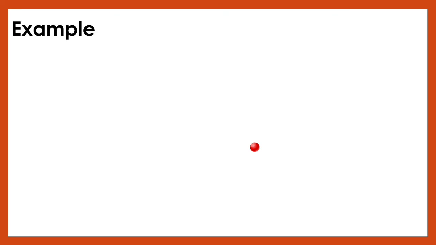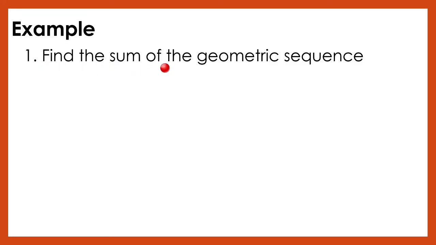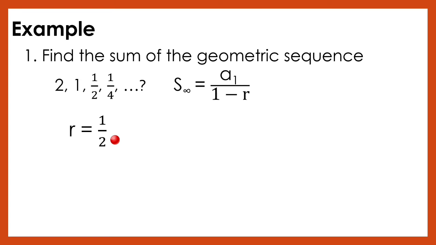Let us have examples involving sum of infinite geometric sequence. Number 1, find the sum of the geometric sequence 2, 1, 1 half, 1 fourth, and so on. So, una, kukunin muna natin yung common ratio. Ang common ratio natin is 1 over 2. And then, gagamitin natin ang formula na sum to infinity equals a sub 1 over 1 minus r. Sasubstitute lang natin yung value ng a sub 1 at saka r. Ang a sub 1 natin is 2. And then, 1 minus ang common ratio natin is 1 half.